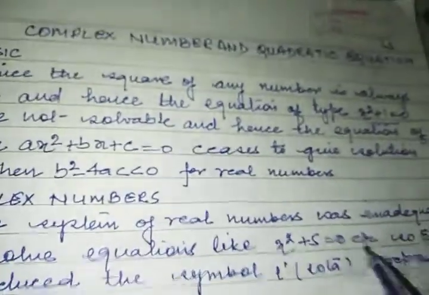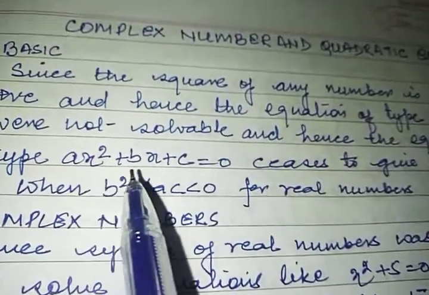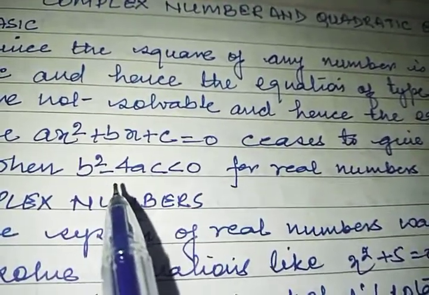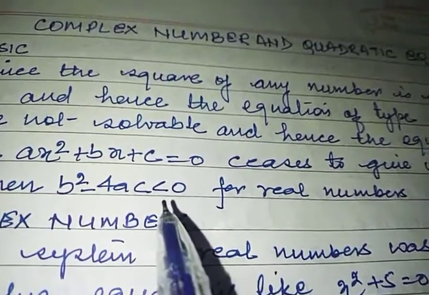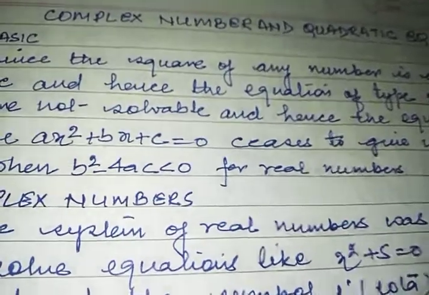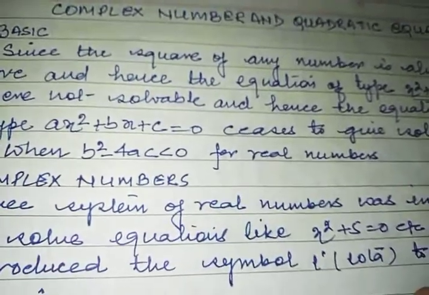And therefore this type of equation, the quadratic equation ax square plus bx plus c, they weren't able to solve in the condition when b square minus 4ac, which is called the discriminant, was less than 0, meaning it was negative, on the set of real numbers. So it was just impossible on the set of real numbers to solve these types of equations.